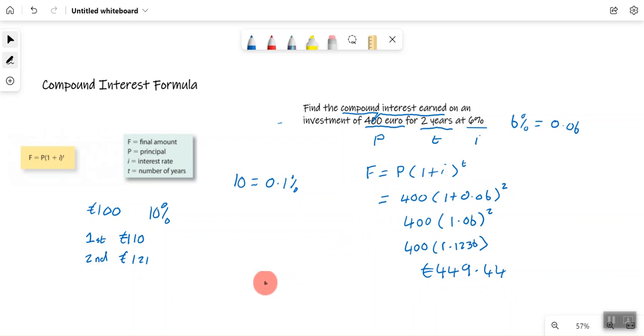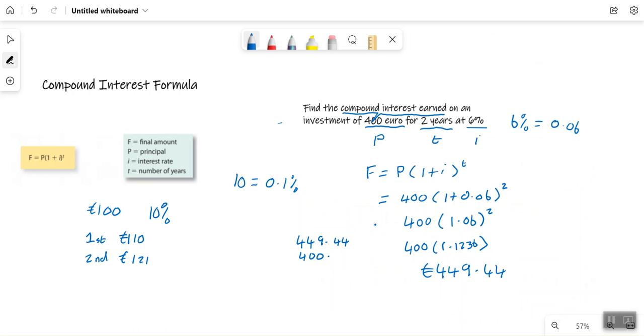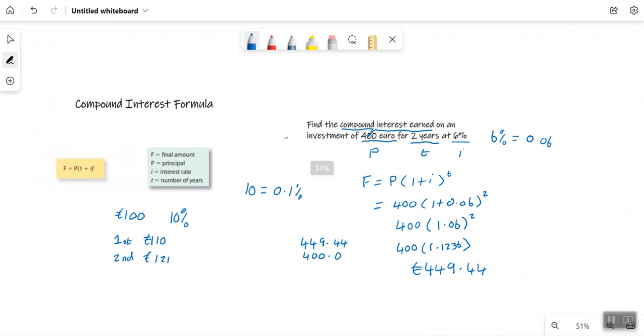So the compound interest earned is going to be 449.44 minus the 400 that you put in. That's going to leave us with roughly 49.44 euro interest. That's how much interest you've earned.